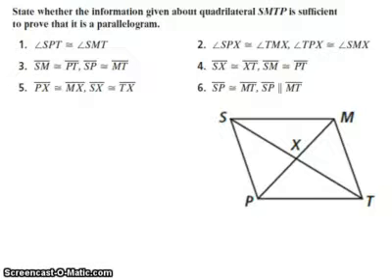So, state whether it's sufficient? No. That's the idea. I can go on to the next one. SPX is congruent to TMX, and TPX is congruent to SMX. Is that enough to prove that it's a parallelogram?